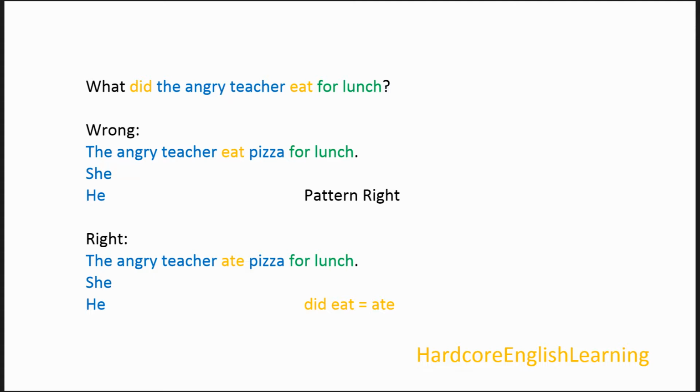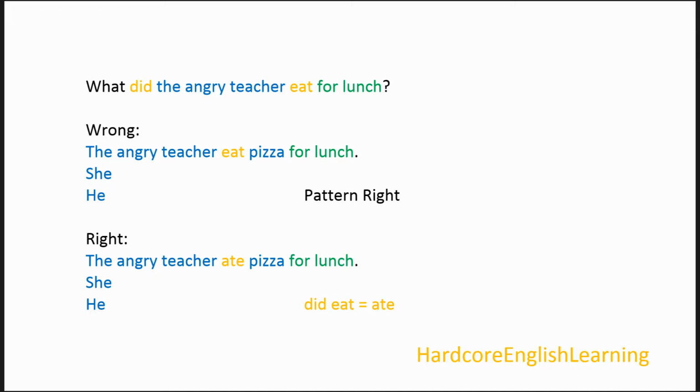So the angry teacher ate pizza for lunch. So when will you use did eat and when will you use ate? Well, you will use ate in a normal sentence and in an answer that uses yes. You will use eat, did eat, and of course these are in simple past tense sentences. But you would use did eat in the question, and you would use did and eat in a sentence that has not, like the angry teacher did not eat pizza for lunch.